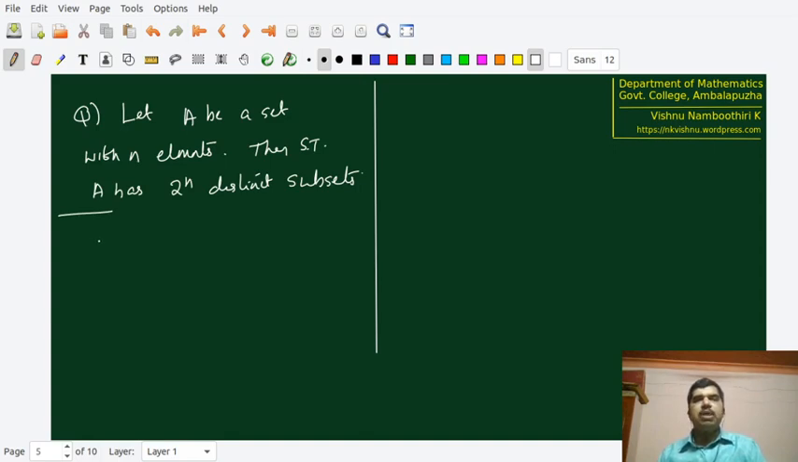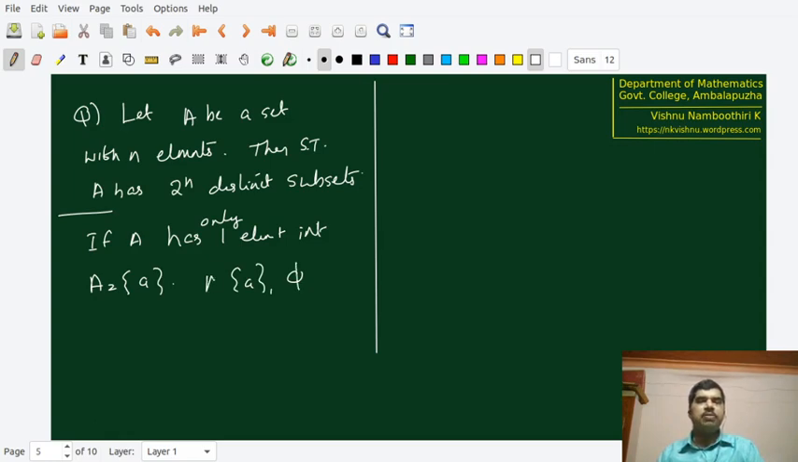As the first case, we will assume that A has one element. If A has one element and only one element in it, then suppose that A is equal to just {a}. What are the subsets of A? Subsets of A are this, and the empty set, which is a subset of any set. Therefore, these two are the subsets. How many subsets are there? 2, which is equal to 2 raised to 1. So, when A has just one element, the claim is true.